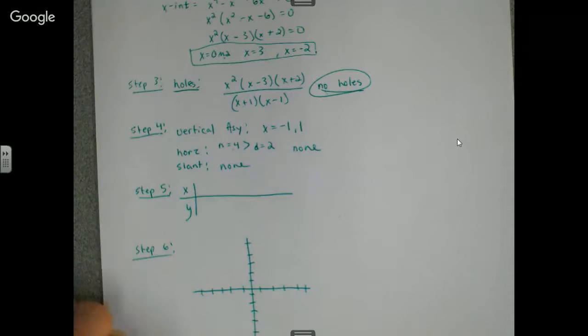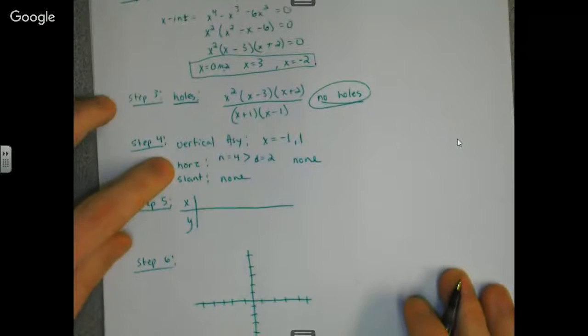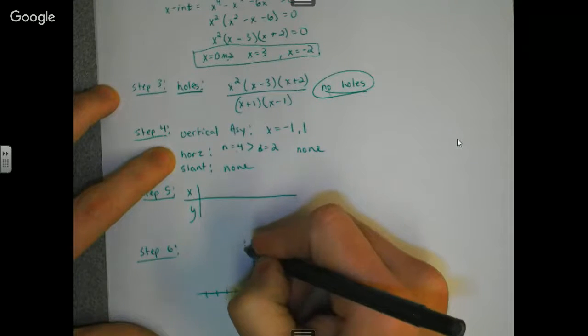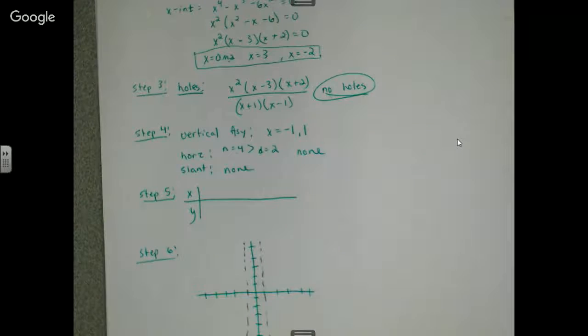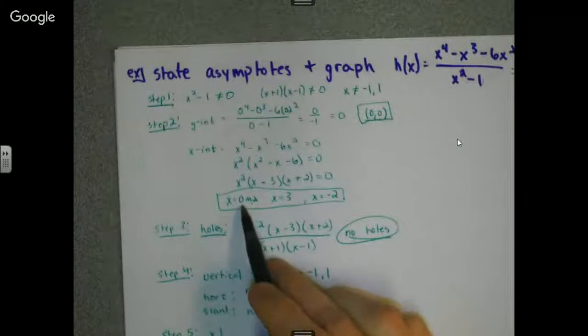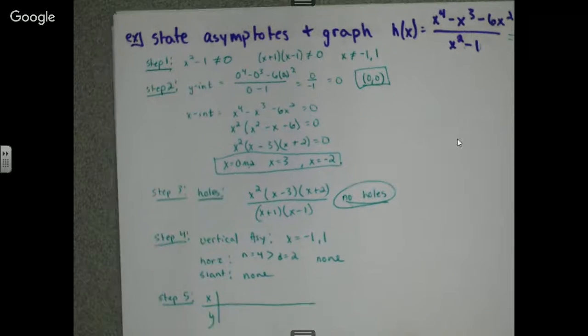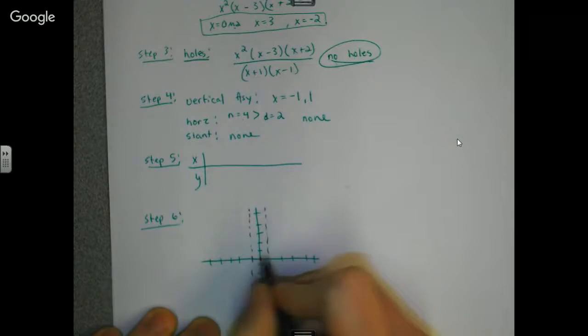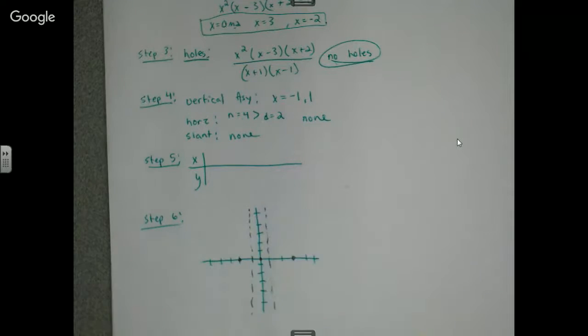Okay, so if we start sketching, I like to start at the asymptotes. So I have vertical asymptotes at -1 and +1, and I don't have any horizontal asymptotes. We know that x equals 0, so I've got 0, 3 and -2. So -2 and 3.